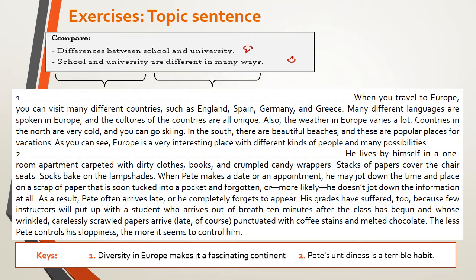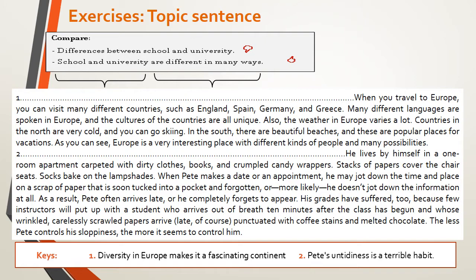Let's transform it into a grammatical sentence. We can say, for example, school and university, the subject, are different in many ways. Grammatically speaking, the sentence is complete. It has its necessary parts.